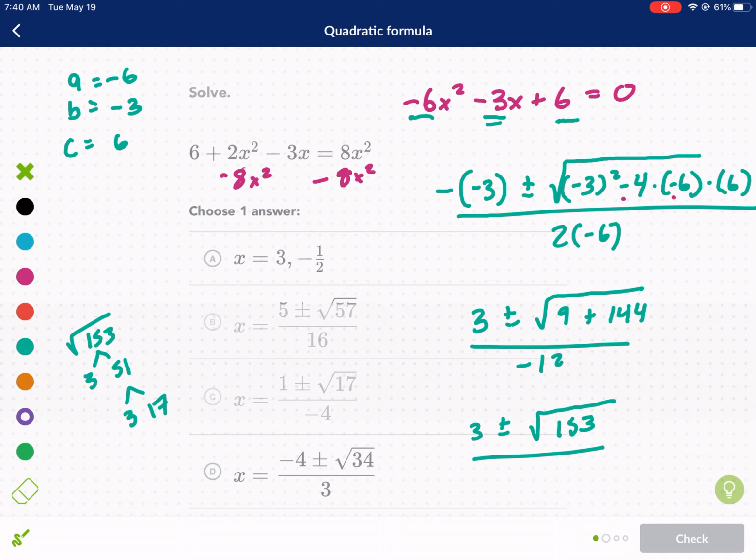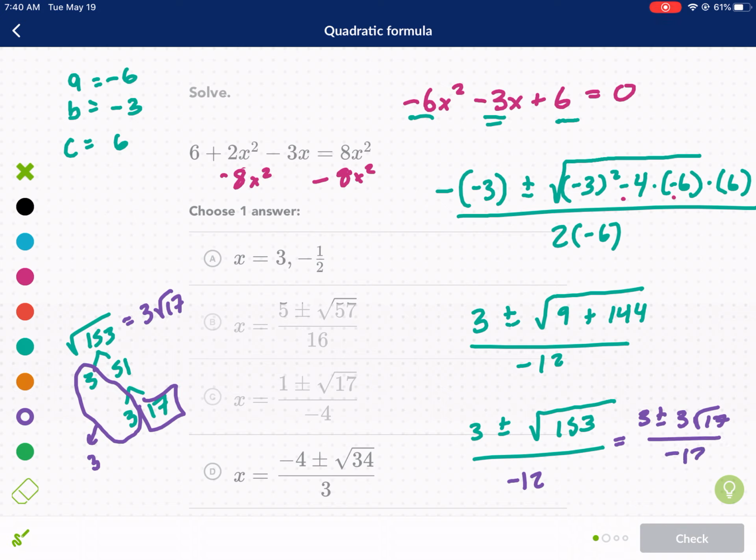So what does this mean? That means if there's 2 of a 3, we can factor 1 out, and the 17 stays home. So this is equal to 3 radical 17. That's something to keep in mind, because I didn't see any radical 153 up there. So on a -12, as we suggested, this can be simplified to 3 plus or minus 3 radical 17 over -12. If you notice, all 3 of these are divisible by 3, so we're going to divide all those terms by 3. So we get 1 plus or minus radical 17, you could put 1 radical 17, but it's the same thing, divided by -4. And as you can see, that is option C.